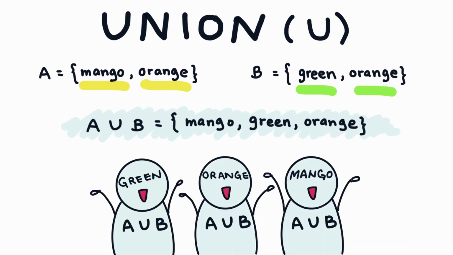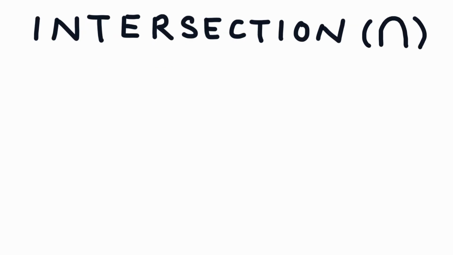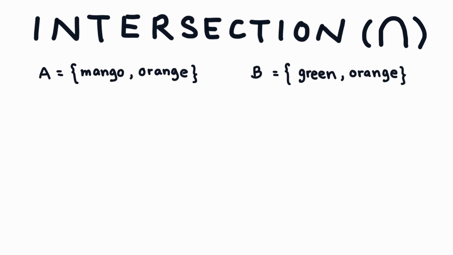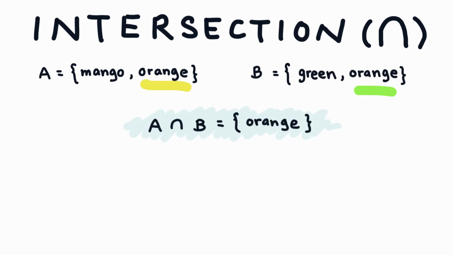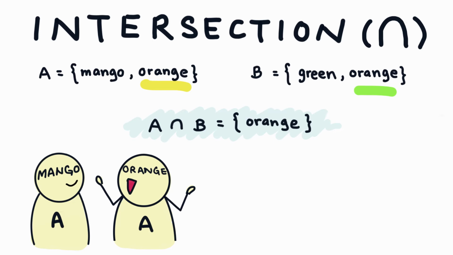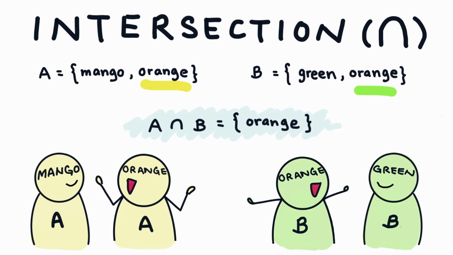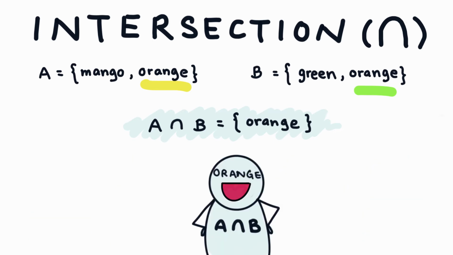Another operation we can perform on languages is intersection. The intersection of two languages A and B will give us a language containing strings found in both languages A and B. So, since orange is the only string that is in A and also in B, then orange is the only string that we would find in the intersection of A and B.